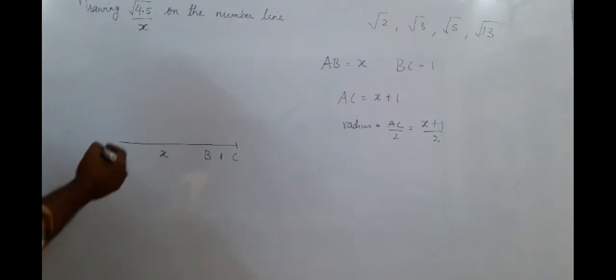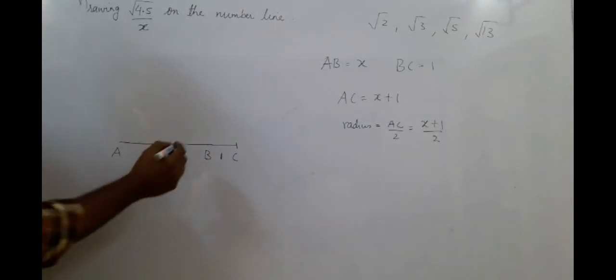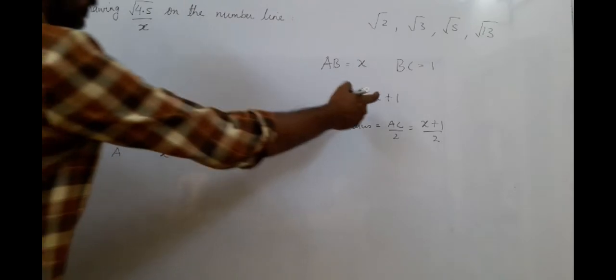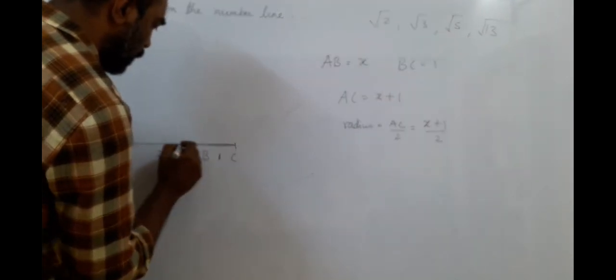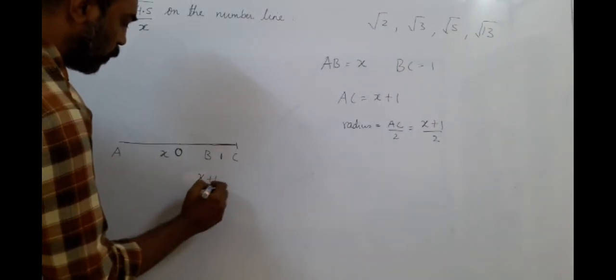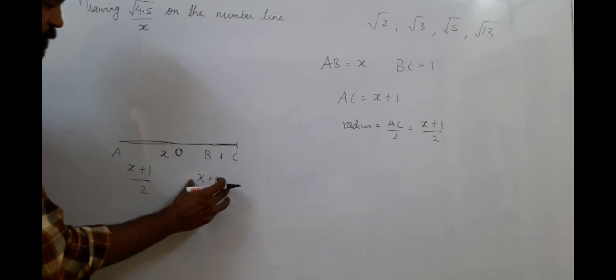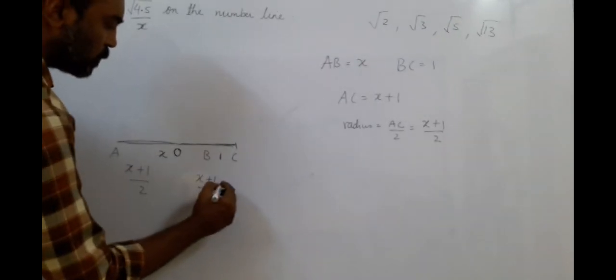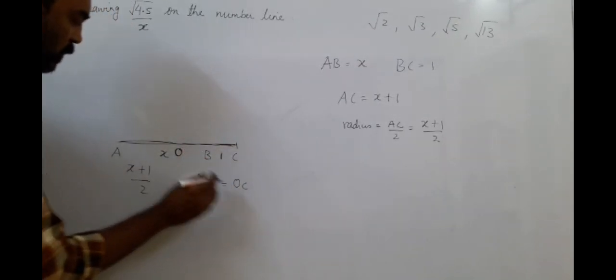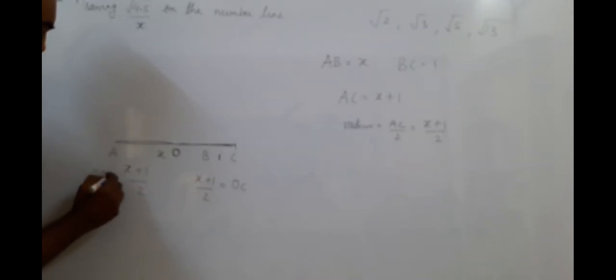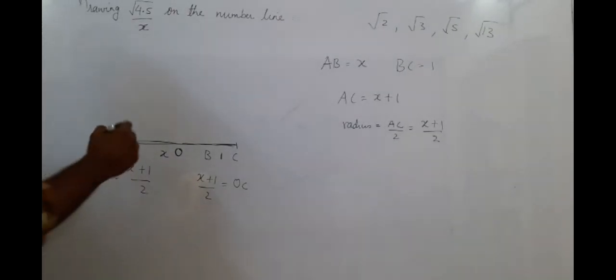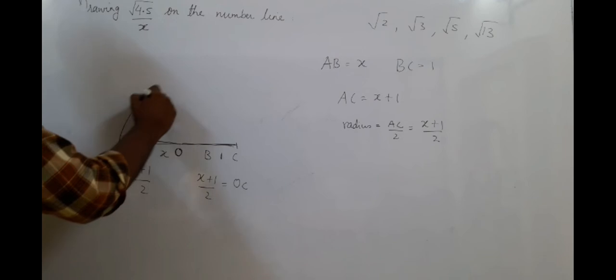So let me say the center is O. What is the center? O. So the whole diameter was x plus 1, so the radius is x plus 1 upon 2. This is the radius AO. So AO is also x plus 1 upon 2. OC is also the radius, x plus 1 upon 2. With this radius I draw the semicircle.